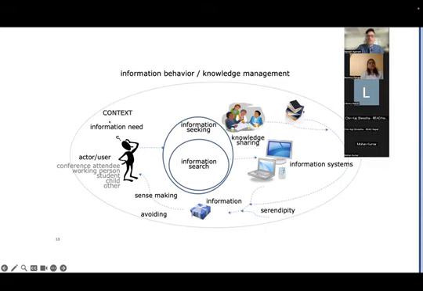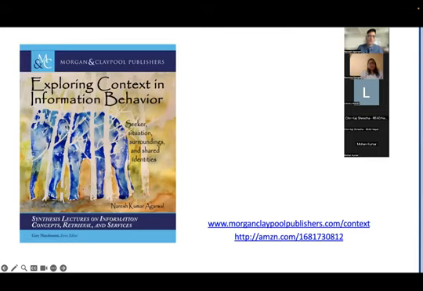And the whole thing can be seen as a part of the user's context. So I also wrote a book on context in 2018. This was my book on trying to understand what context is in information behavior.